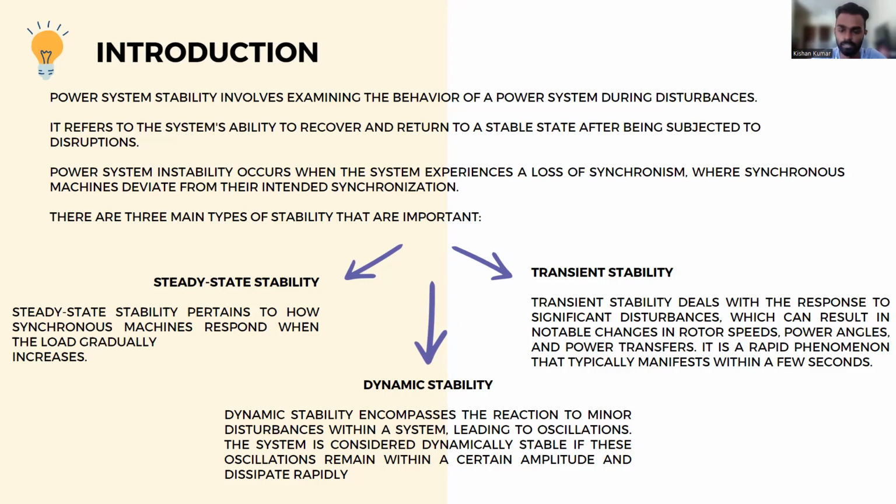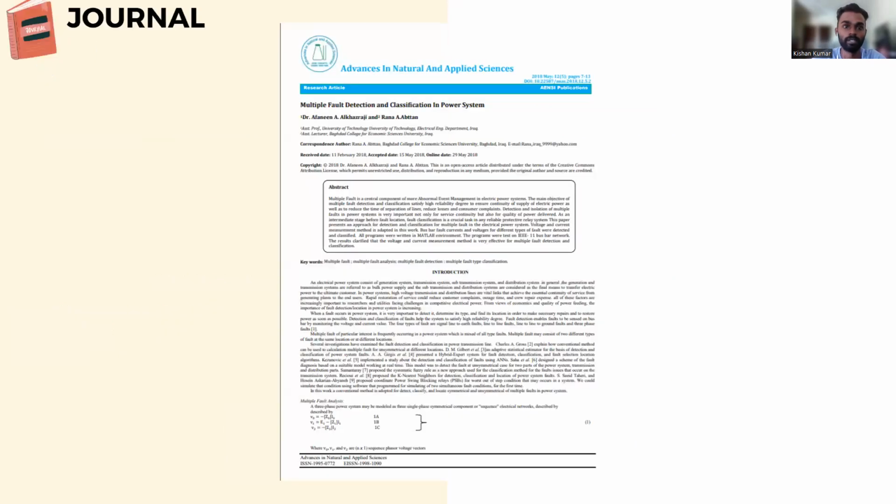And transient stability basically deals with the response to significant disturbance, which can result in notable changes in the rotor speed, power angles, and power transfer. So it is a rapid phenomenon that typically manifests within a few seconds. So when these three stabilities are disrupted or if there's a problem in the network, these three stabilities are to be encountered first to solve the issue. And yeah, we'll move on to our next part, which is the journal.